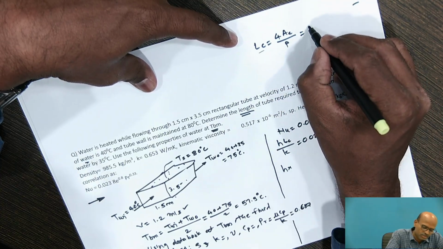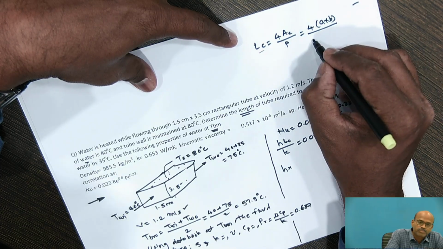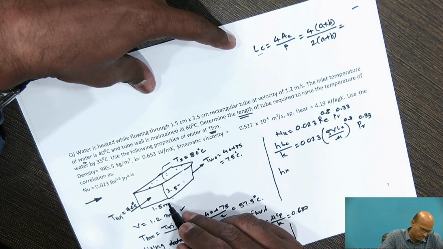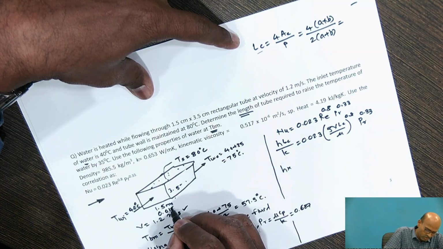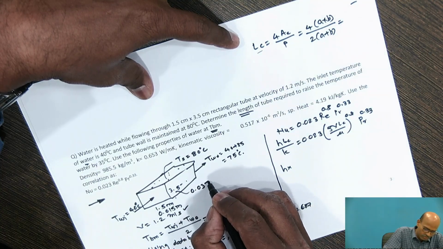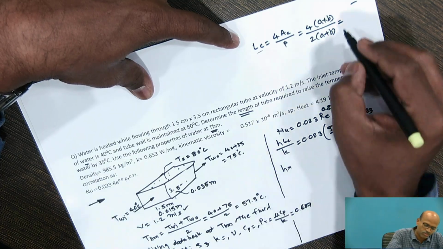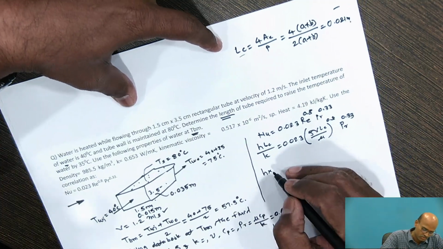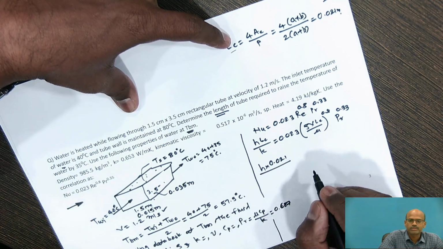Here this is the 4, cross sectional area is A into B divided by perimeter is 2 times A plus B. If you substitute these values in meter, 1.5 centimeter is nothing but 0.015 meter, that is A value, and B, this is 0.035 meter. You substitute here, you will get the characteristic length as 0.021 meter. Okay. Now you substitute here that 0.021. That will be in the meter.